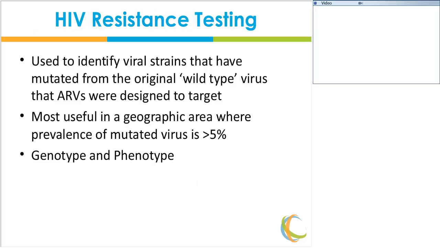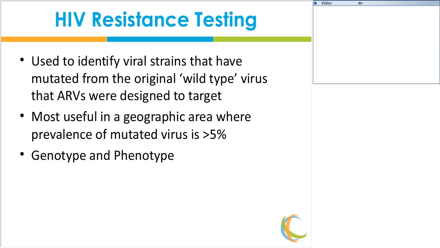HIV resistance testing is used to identify viral strains that have mutated from the original wild-type virus that all of the antiretrovirals were designed to target. They are most useful in geographic areas where the prevalence of mutated virus is greater than 5%.